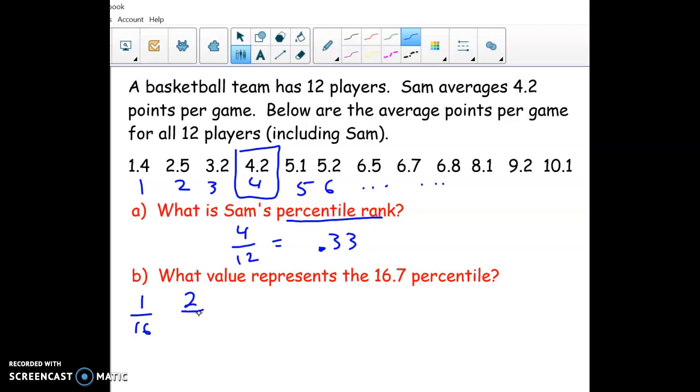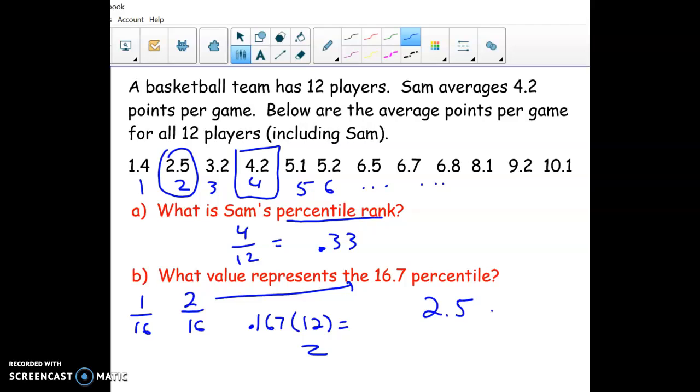Then you could try 2 out of 16, and you would find that that is the 16.7 percentile. The other route would be you could take that percent, 16.7, multiply by 12 positions, and that will get you 2. Either way, the second spot is going to represent the 16.7 percentile, so that would be the 2.5 points. That's the 16.7 percentile. So on the test, it'll look just like that.